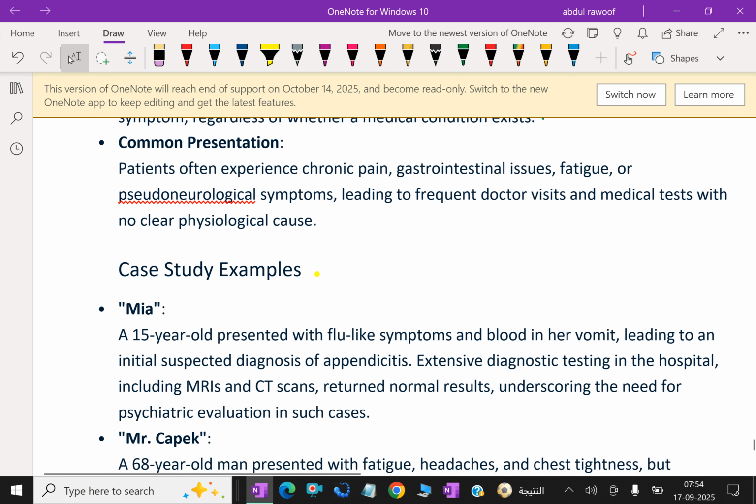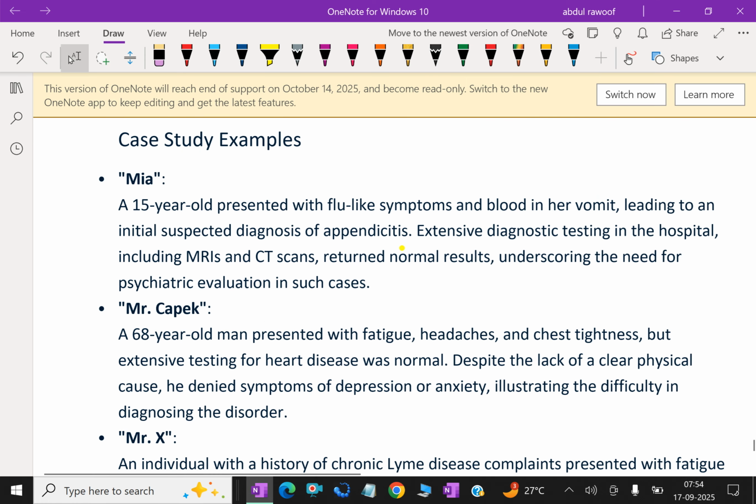Common presentation: patients often experience chronic pain, gastrointestinal issues, fatigue, or pseudo-neurological symptoms, leading to frequent doctor visits and medical tests with no clear physical cause. Next, case studies of examples.